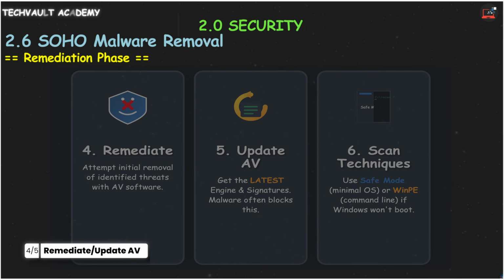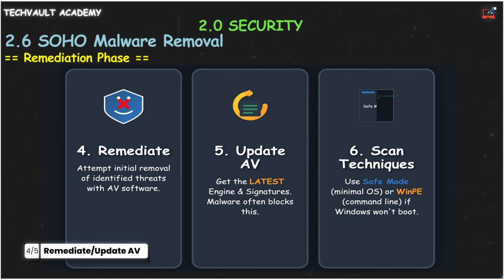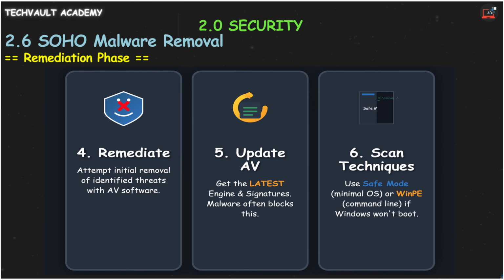Steps 4 and 5. Remediate and update. This is the first attempt at a cure. Your anti-malware software might have already quarantined some files. Go ahead and try to remove them. But immediately after, you must update your anti-malware software. You need the very latest engine and, more importantly, the latest signature files. Think of signatures as an intelligence agency's list of known threats. If your list is outdated, new malware will walk right past your defenses.